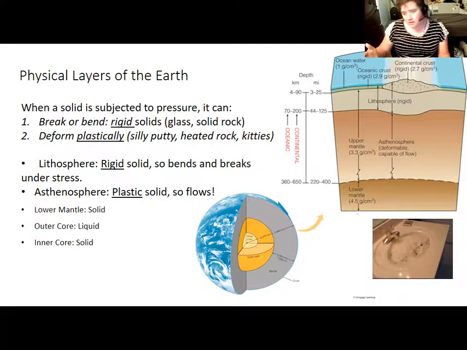It doesn't flow quite as much as a liquid, but it still is going to flow. And this is a concept we'll come back to with glaciers also. Glaciers are a good example of a solid that flows.